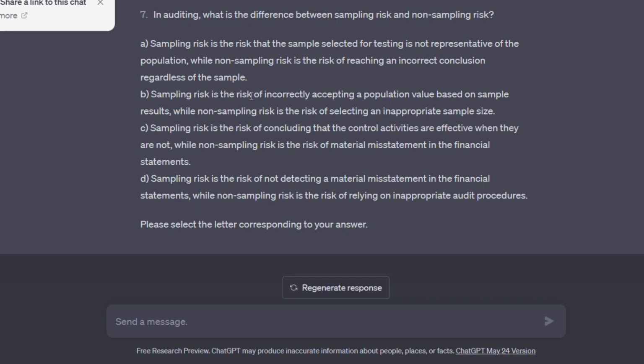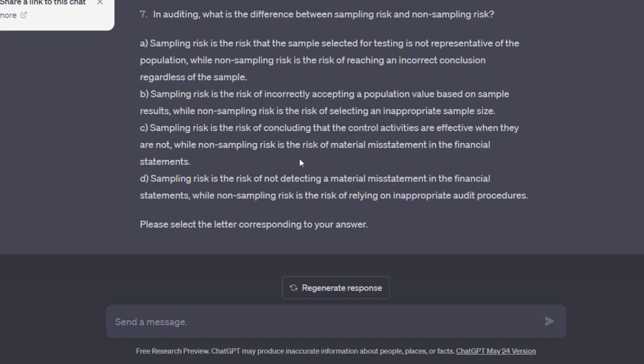Sampling risk is the risk of incorrectly accepting a population value based on sample results, while non-sampling risk is the risk of selecting an inappropriate sample size. No, that is not it. Sampling risk is the risk of concluding that the control activities are ineffective when they are not. That's control risk. While non-sampling risk is the risk of material misstatement in the financial statements. Nope.